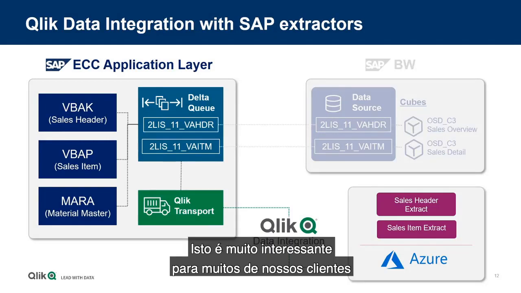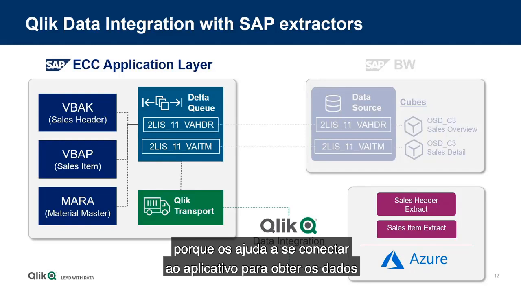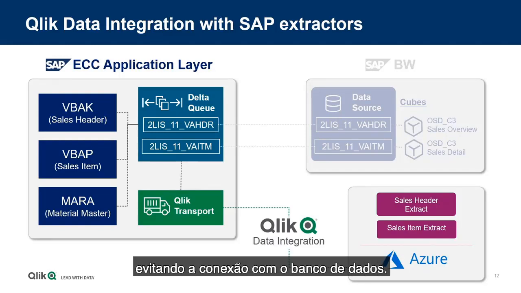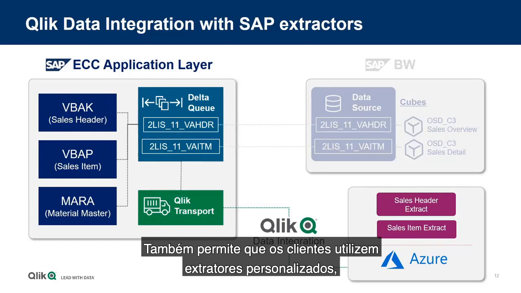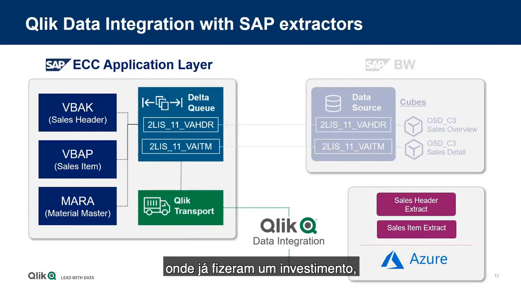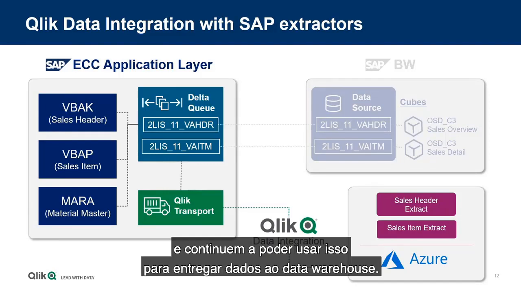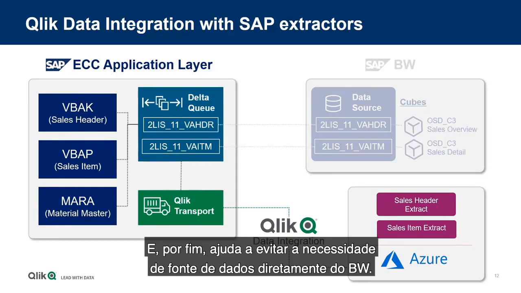This is very interesting for a lot of our customers because it helps them connect to the application to source the data, avoiding the database connection altogether. It leverages technology that customers already use. It also allows customers to leverage custom extractors where they've already made an investment and continue to use that to deliver data to the data warehouse. And finally, it helps you avoid having to source data from BW directly.